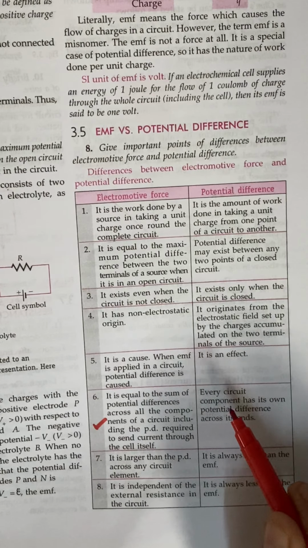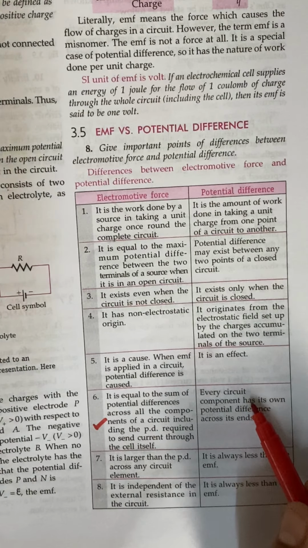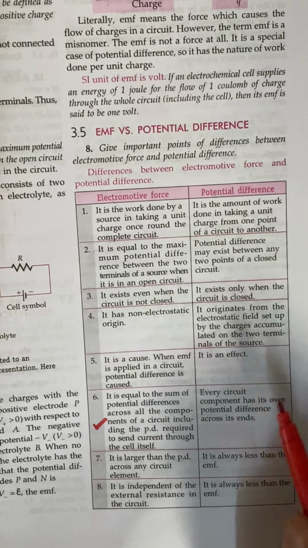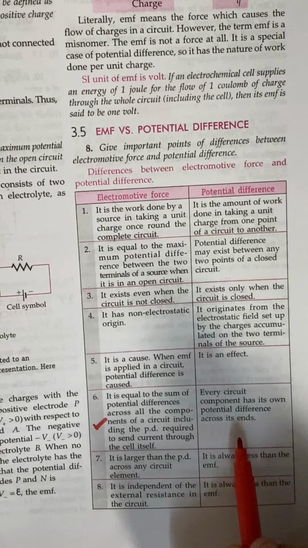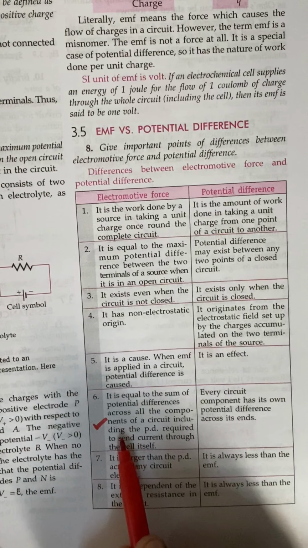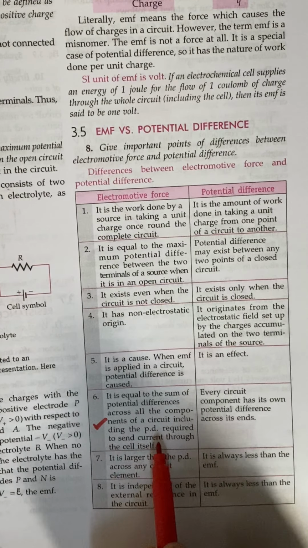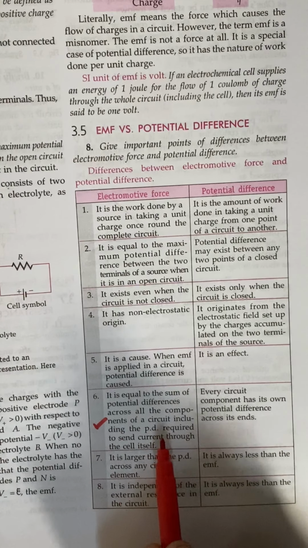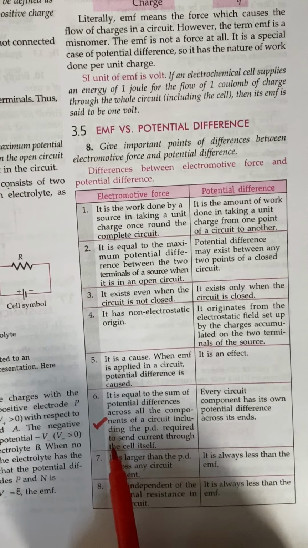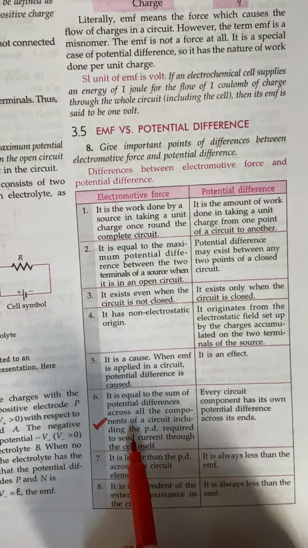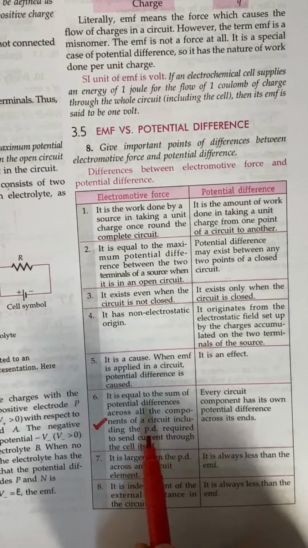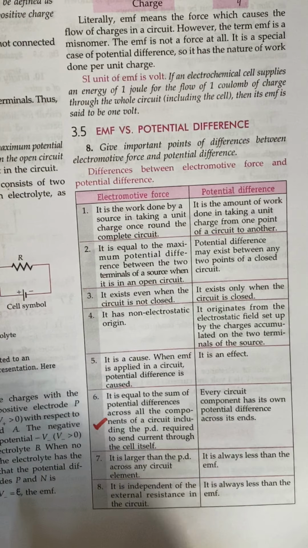Here every circuit component has its own potential difference across its ends. Suppose it may be a resistor. We have studied that across a resistor a certain potential difference is created. Across a capacitor also a certain potential difference is created. So this potential difference can be across any component of the circuit. But this EMF is the overall sum of the potential differences across all the components. So it may be a capacitor connected in series, it may be a resistor connected in series, it may be another wire, a connecting wire. Across that also the potential difference is created, and that together is called the EMF.